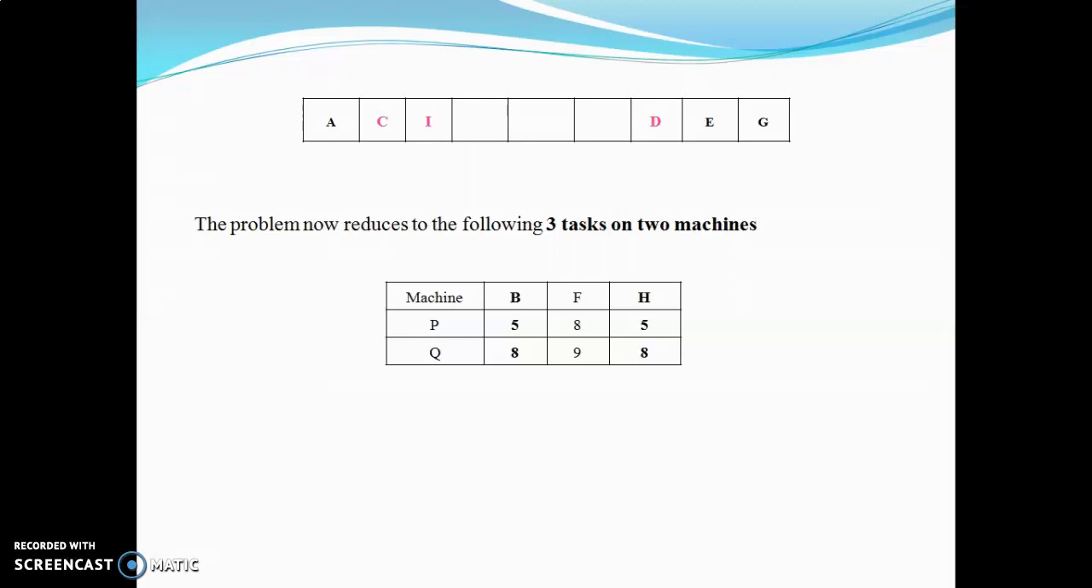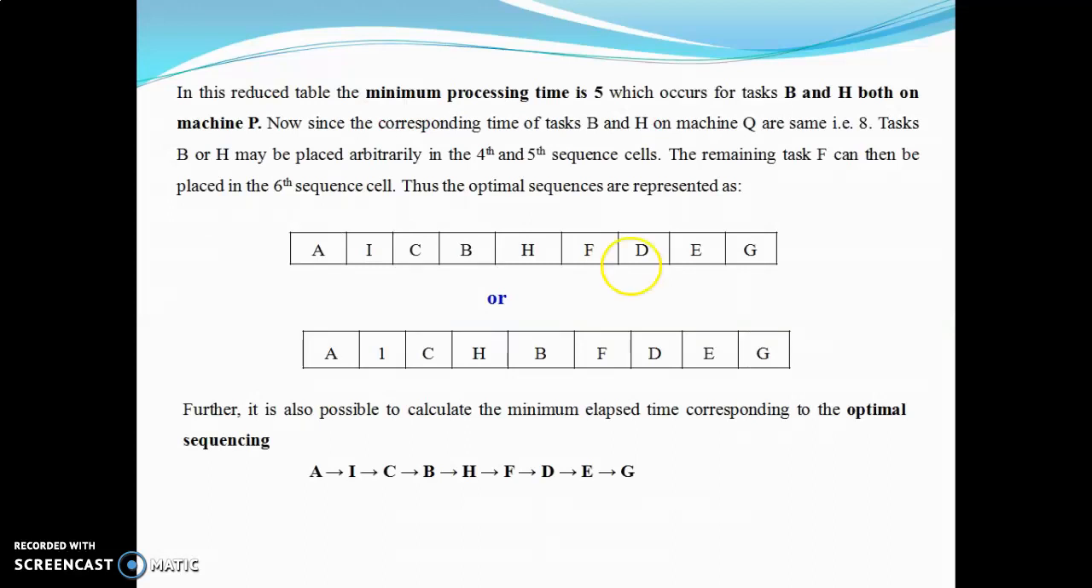Thus, the optimal sequence is presented like this. Here, if you choose B first, then write B first and then H. If you choose the H processing time first, then you write H first. This is the final sequence. What is the first sequence? The first sequence is already given in our problem: A, B, C, D, E, F, G, H and I.